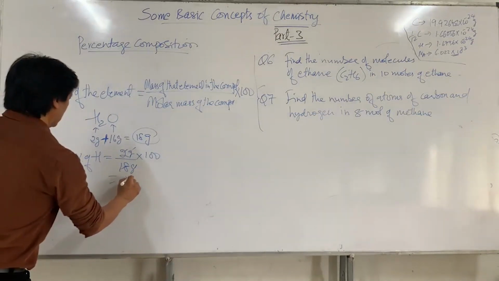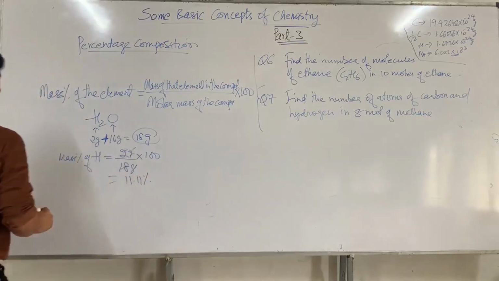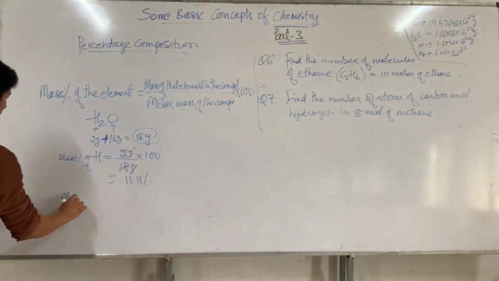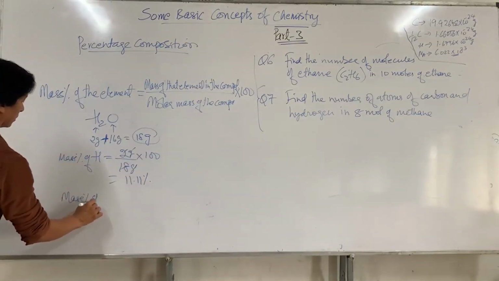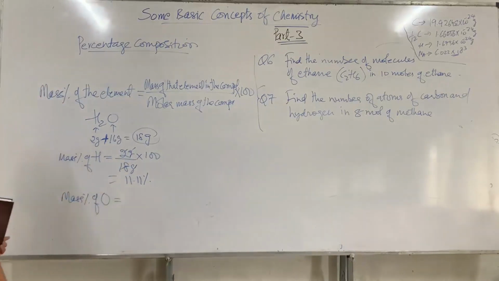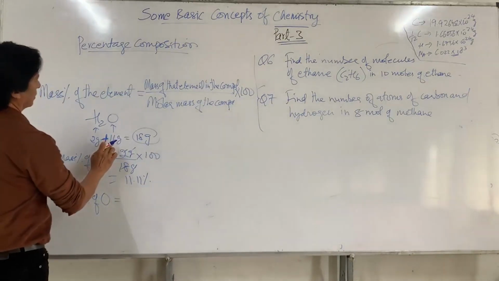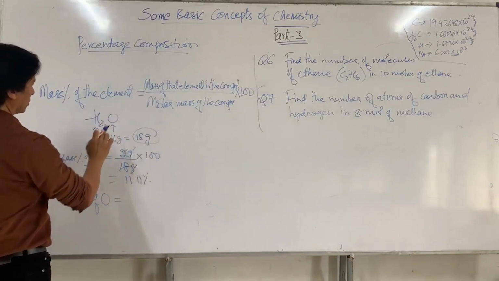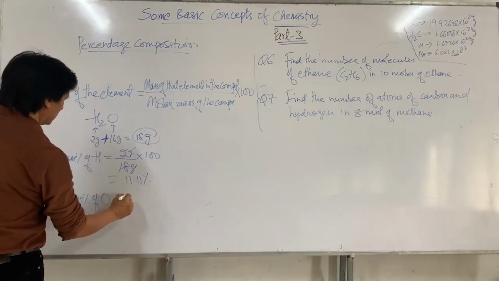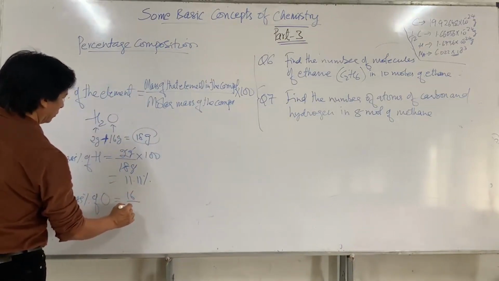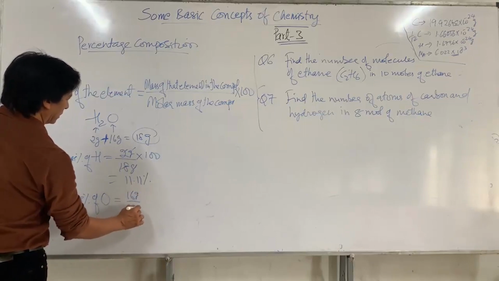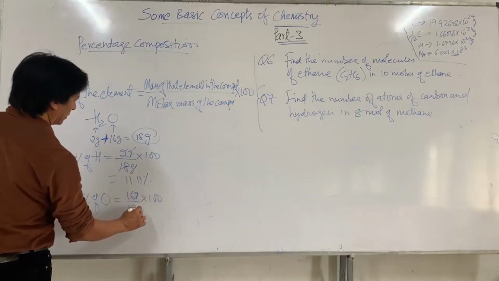Yeah, it's 11.11%. And then the next thing is the mass percent of oxygen, right? Again, the same thing. You take the mass of oxygen, which is 16, divided by the molar mass, which is 18. 16 grams by 18 grams into 100.